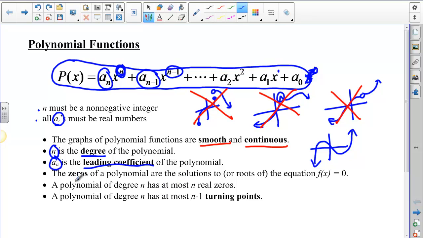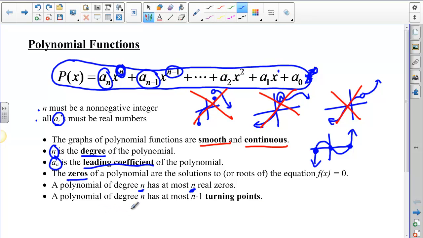The zeros of a polynomial function are the solutions or roots to the equation f of x equals 0. They're also the x-intercepts. So where the graph crosses the x-axis, such as here and here and here, those are our zeros of the polynomial function. And there's 2 rules. One, if the degree of the polynomial is n, we can have at most n real zeros. And in fact, we'll actually find out later that they have exactly n complex zeros.